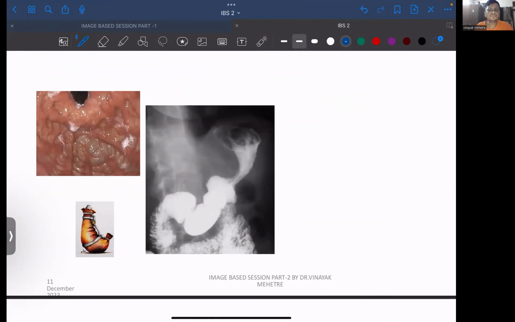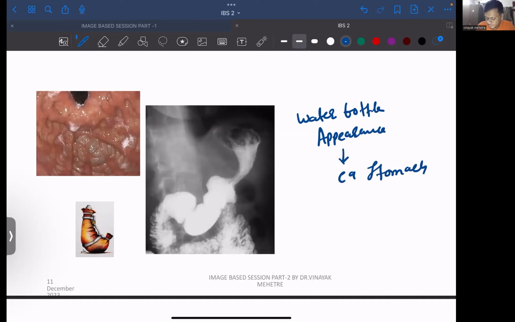What is this? Yes, linitis plastica. इसी को बोलते हैं हम water bottle appearance, seen in cancer stomach. इस तरह की दिखती है. Okay, water bottle appearance. It is seen in cancer stomach.